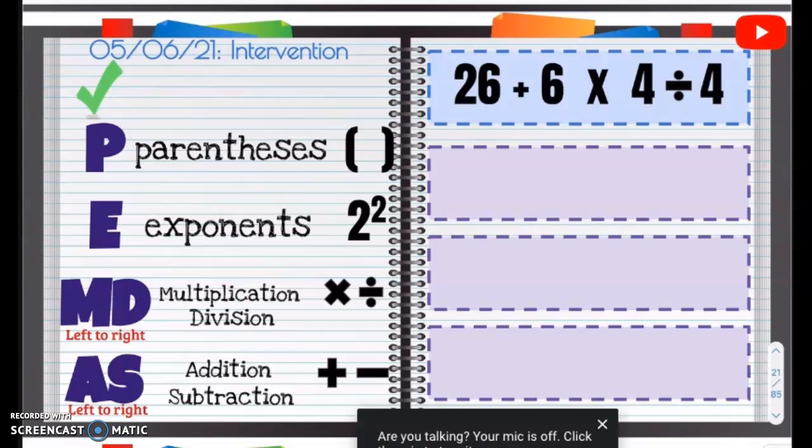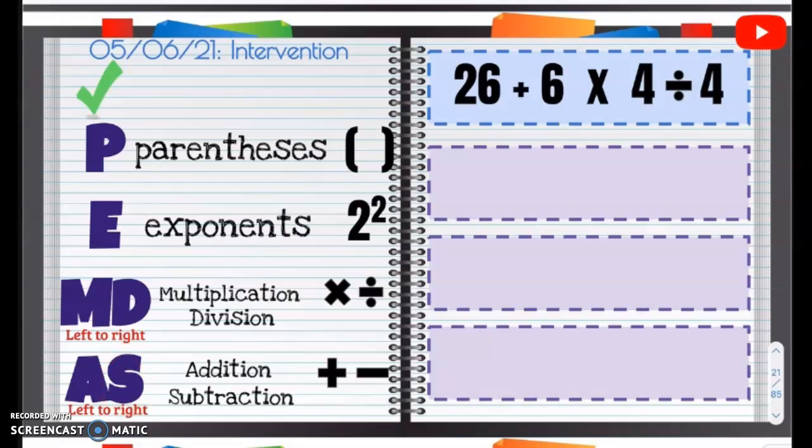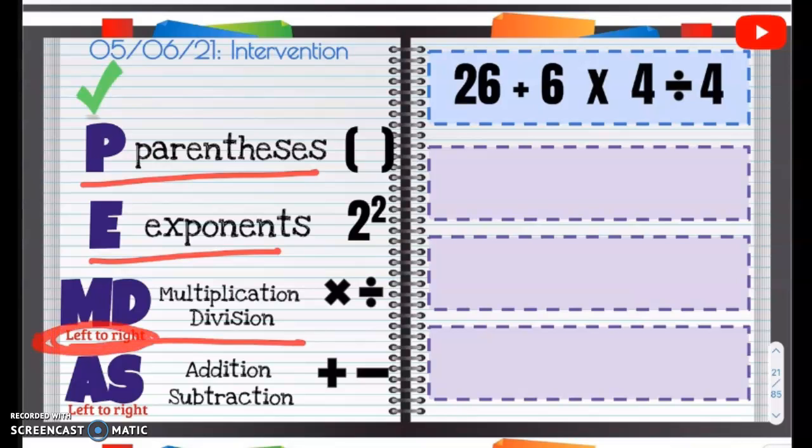All right, our intervention slides. So we have, please excuse my dear Aunt Sally. All right, so what we're going to do first, we have our order of operations. Remember parentheses, then exponents, multiplication and division. Remember from left to right, and addition and subtraction from left to right.